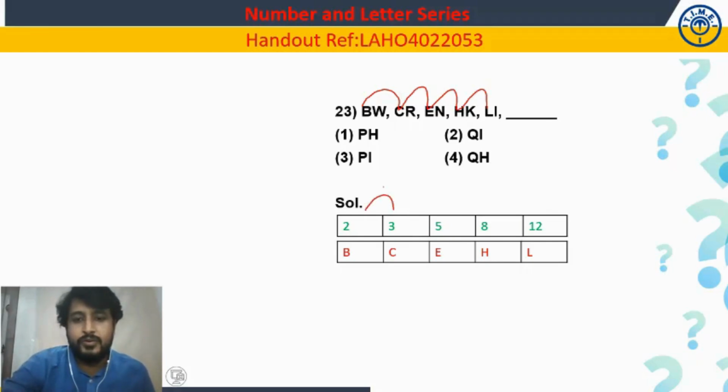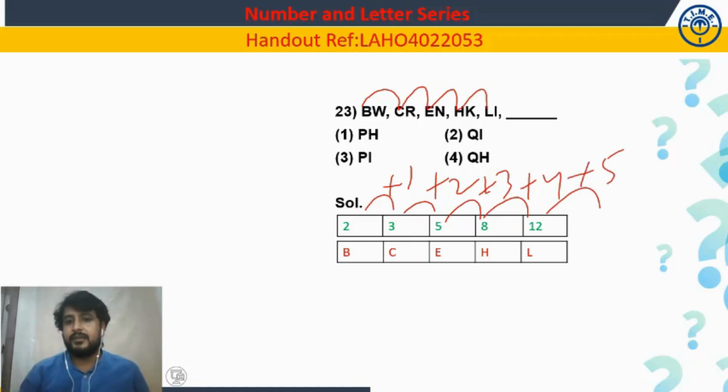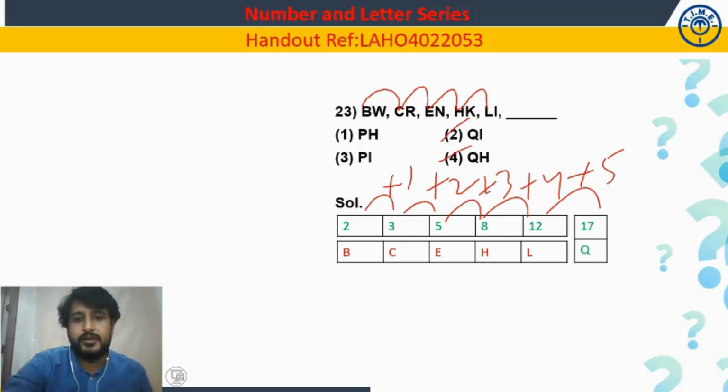And what is the logic? 2 to 3 plus 1, 3 to 5 plus 2, 5 to 8 plus 3, 8 to 12 plus 4. Plus 1, plus 2, plus 3, plus 4. So what will be next? Plus 5. So 12 plus 5 is 17. Which letter's place value is 17? Q. So my answer should be either the second option or the fourth option. So the first option and the third option are ruled out.